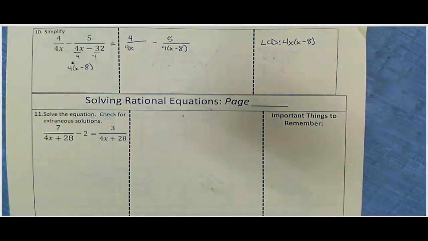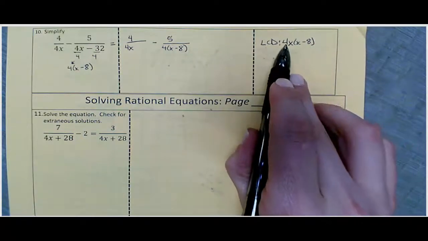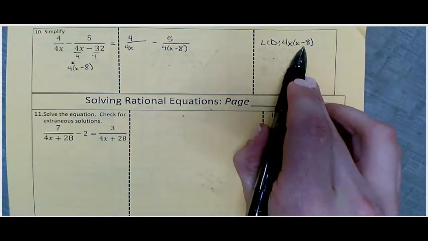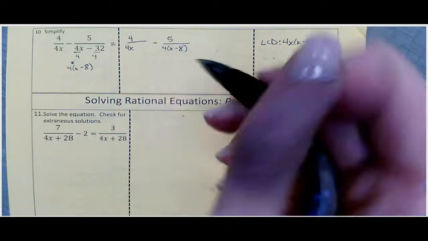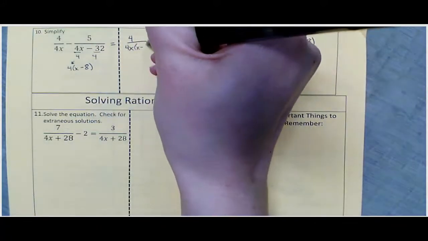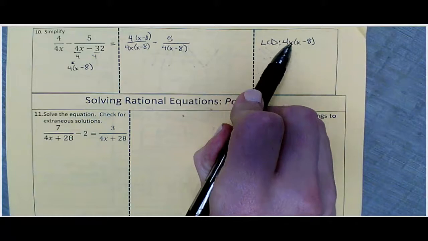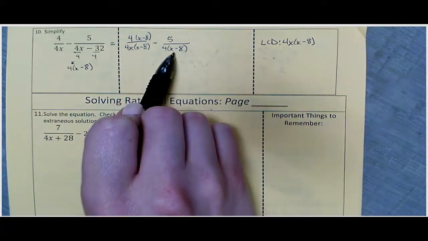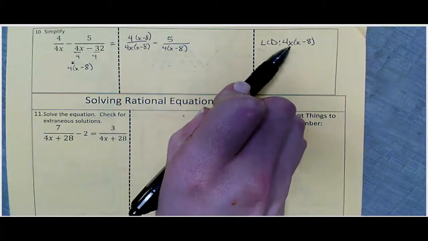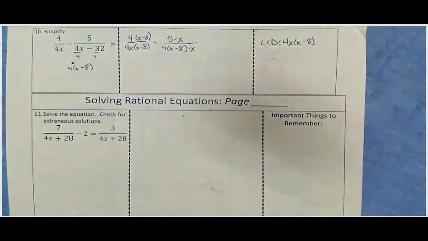My next step is to multiply by whatever I need in order to get this least common denominator. So I have to have 4 times x minus 8. I have 4 times x, but I need times x minus 8 down here. So I'm going to multiply by x minus 8 on bottom and x minus 8 on top. Again, I need 4 times x minus 8. On this denominator, I have 4 times x minus 8. So I need an x in there. I'm going to multiply by x on the bottom and by x on the top.